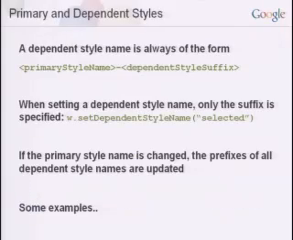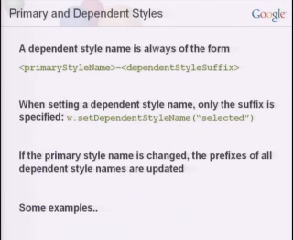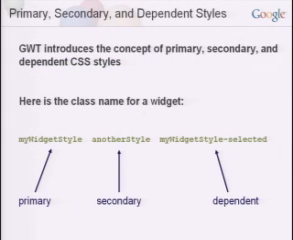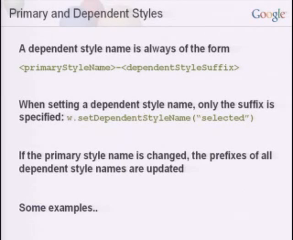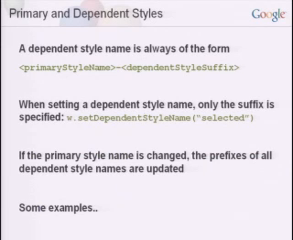So what do these mean, right? A dependent style is always of the form: the primary style name, hyphen, the dependent style suffix. So in this case, if I wanted to set this style, like my widget style hyphen selected, really I'm just saying widget.setDependentStyleName selected. And it goes, okay, I'm going to take the primary style name, append a hyphen, and then that. And that's how you get that. And the cool thing about this is, what happens if I change the primary style name, like my widget style? Well, all the dependent style names are updated.